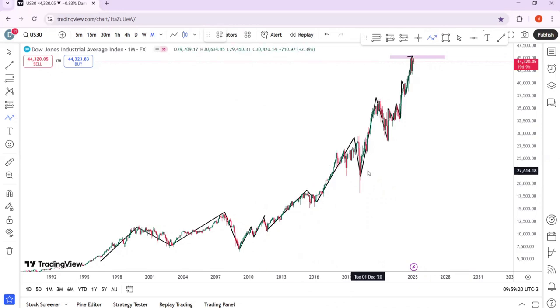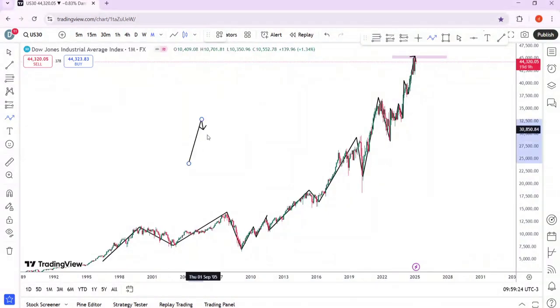Okay, and fractals are also the length of the exhaustion. Remember, after every push, there must be a rest phase. So fractals are the length of this exhaustion. You can bring out your measuring tool to measure fractals.